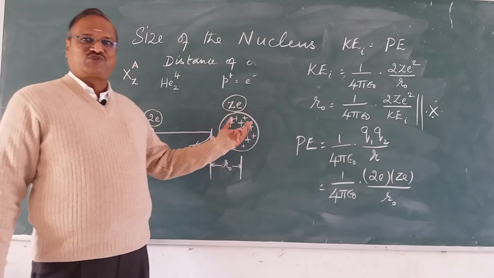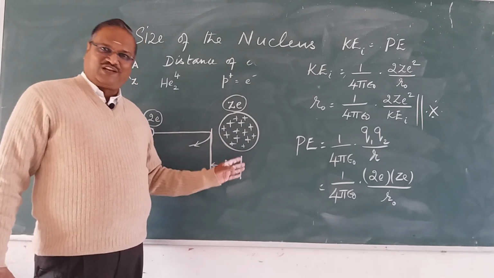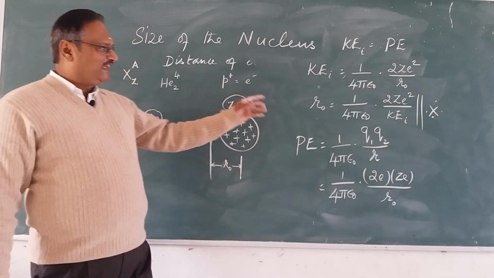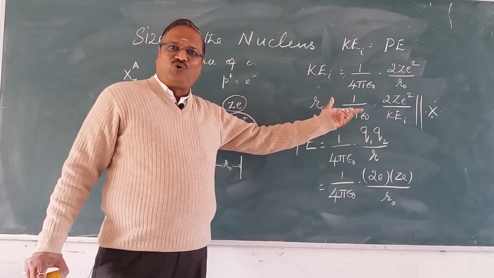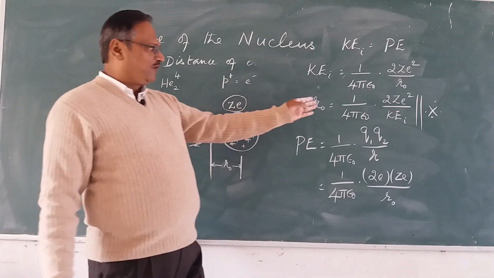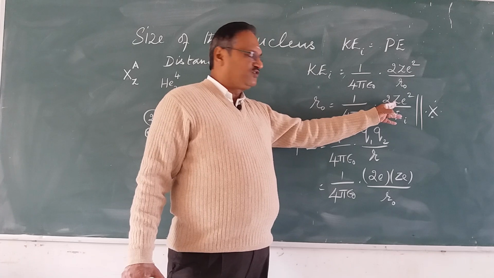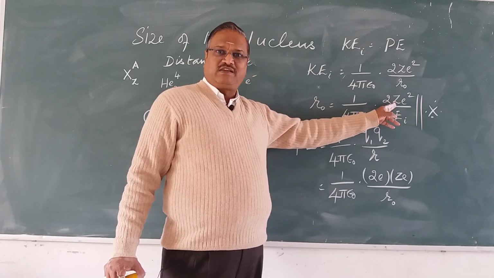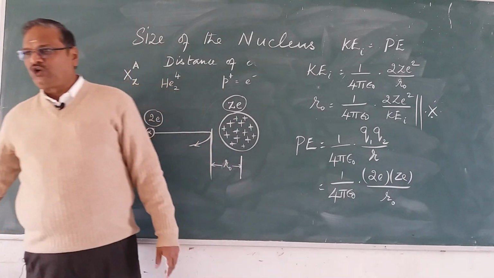From the distance of closest approach, we can find the size of the nucleus. The initial kinetic energy will be given in million electron volts. That will be directly given to you, and you know the value of 1 by 4 pi epsilon naught. Z for gold is 79, E you know, so you can solve it easily.